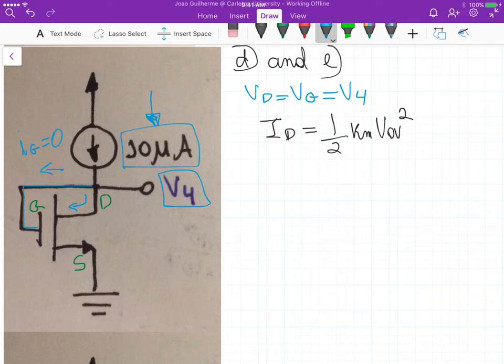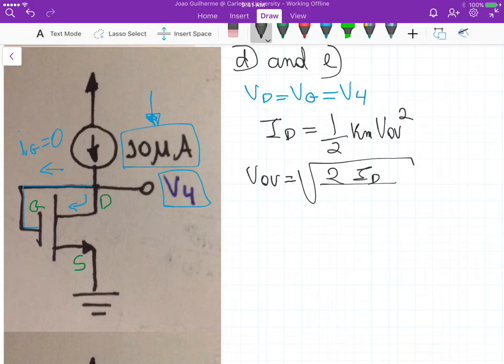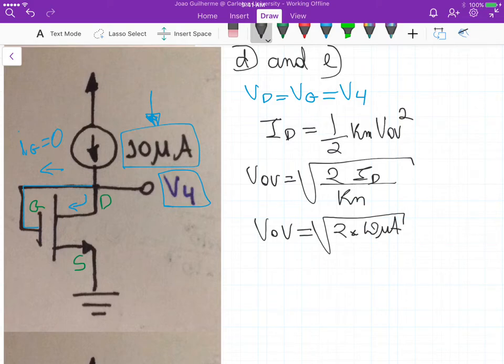And if we isolate again V overdrive in this equation, it is the same as the square root of 2 times ID divided by the device transconductance. And this gives us an overdrive voltage of the square root of 2 times 10 microamps divided by the process transconductance, that in our case the device transconductance, sorry, is 0.5 milliamperes per square volts. And this gives us an overdrive voltage again of 0.2 volts. Okay.